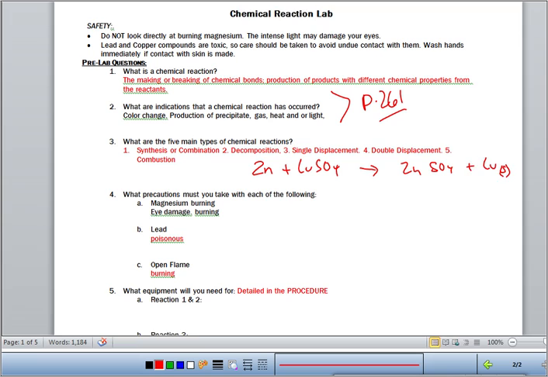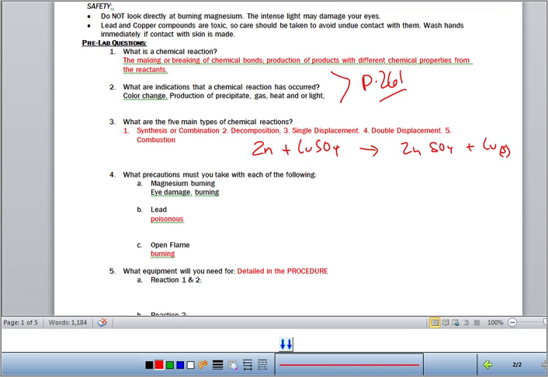Now, the next questions here are just asking you what are the potential dangers here, and we always like to do this before we do a lab, so you have a little heads up on it. Well, the magnesium burning, besides actually burning yourself, because it burns pretty hot, burn your skin, is it's an eye danger. It's so bright. It'd be like looking into a camera flash bulb continuously. Not good, right? Lead is obviously poisonous, and then open flame, you could burn yourselves. And you got to watch burning your hair too if you have any. Okay.